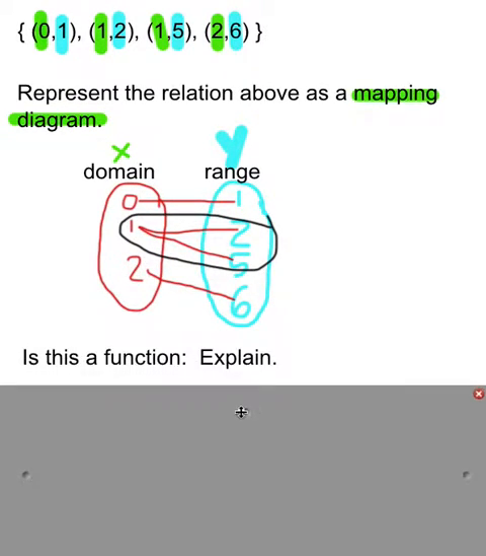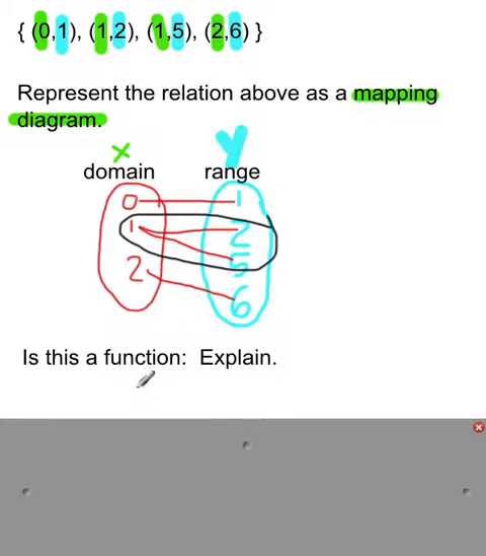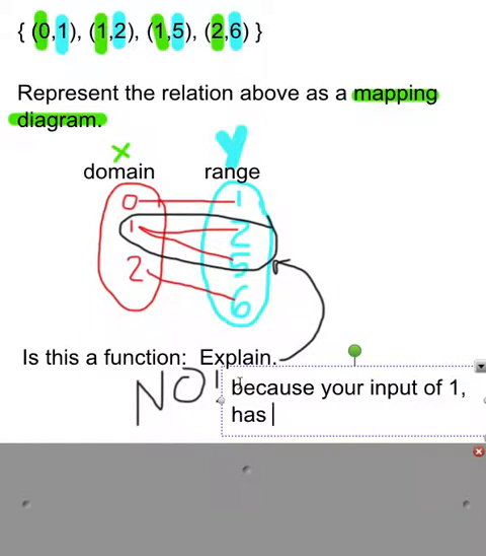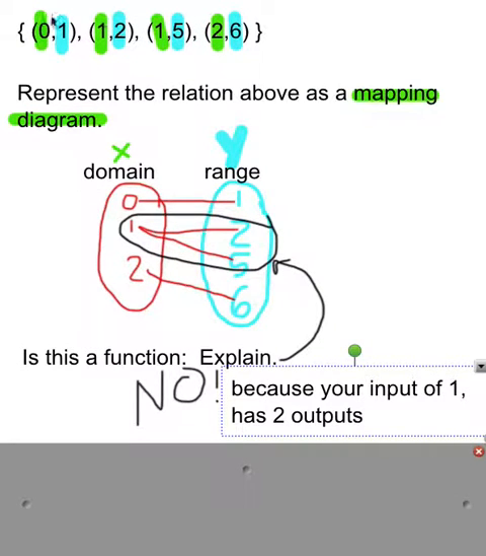So because of this right here, if I ask you, is this a function? Your answer is no. It is not a function. Why? Right here. It's because your input of 1 has 2 outputs. You can't have that because by definition it says for each x there is exactly one y. So this relation up here is not a function.